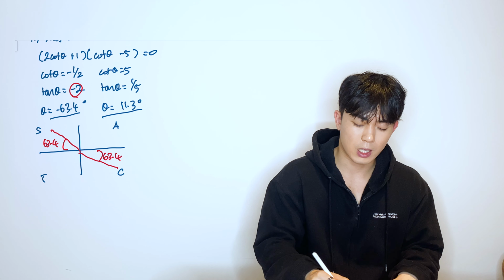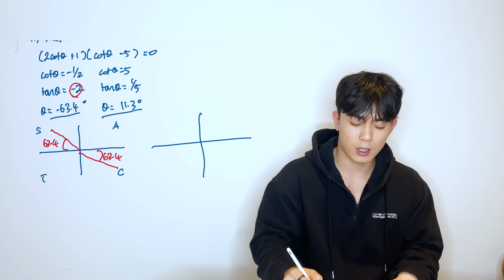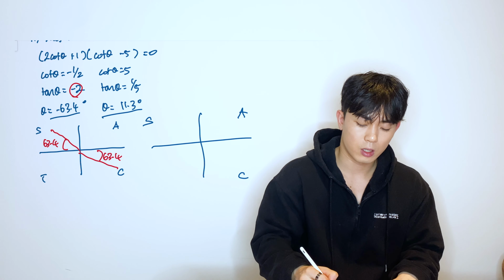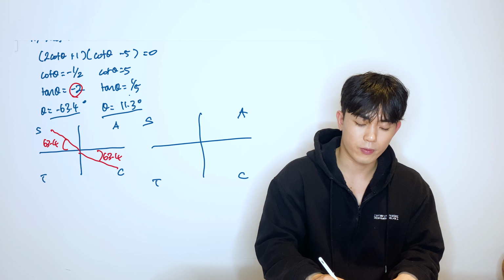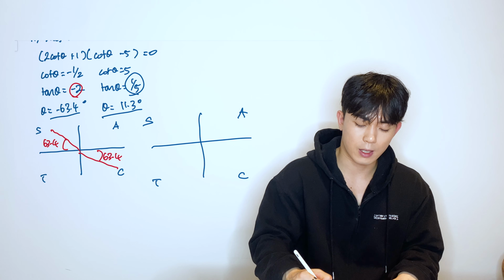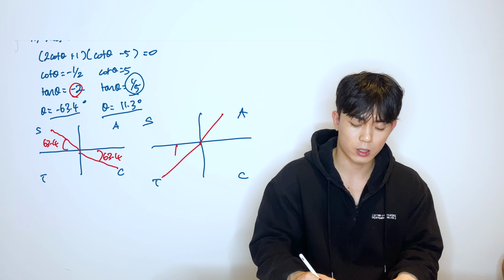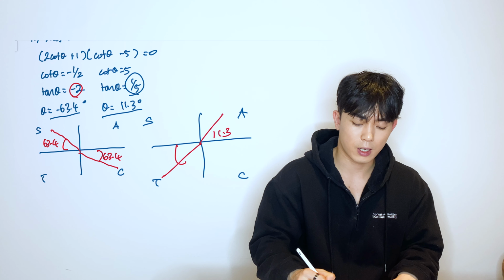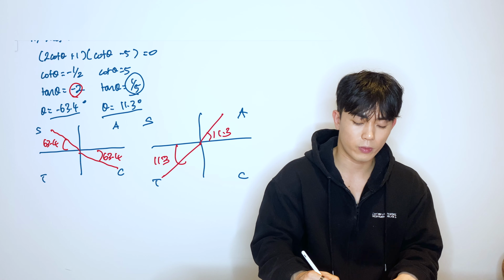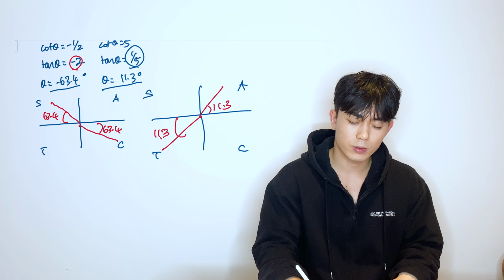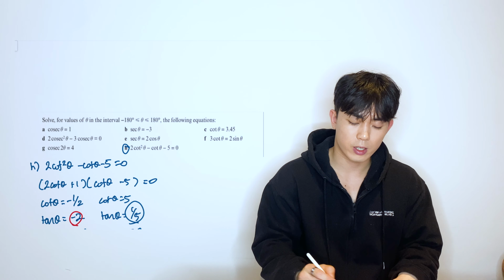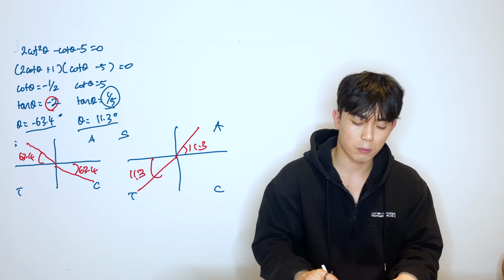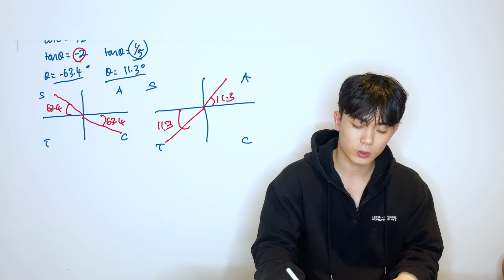For when theta is 11.3, once again, CAST diagram. Tan is a positive value here, so that's going to be now in the A section and T section, where here is 11.3 and here is 11.3 as well. So these angles, we just have to make sure what the range, or the domain, is: between minus 180 and 180.